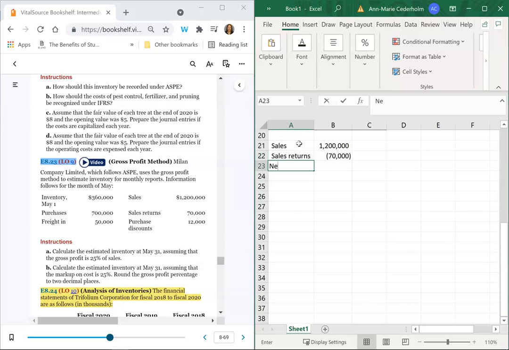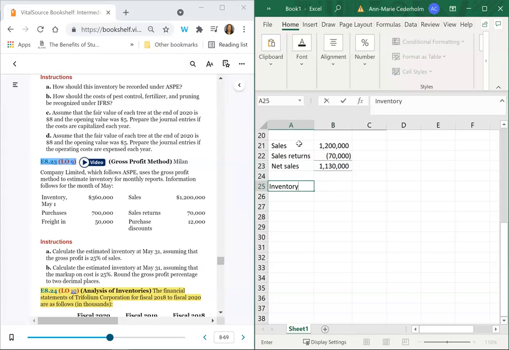So now my net sales are just going to be the difference. I can just subtract 70,000 from 1.2 million, and that gives me $1,130,000 of net sales. Now we're going to calculate the cost of goods sold.